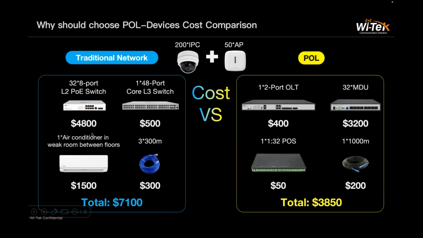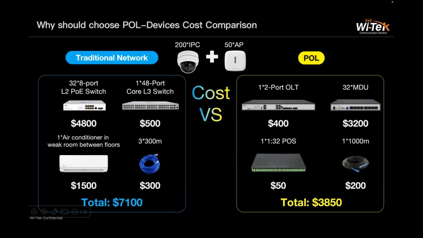And because this is an active device and it has a big power budget, you need at least one AC in your weak current room on each floor. And then you need to deploy maybe 1,000 meters of cable. So totally the retailer cost we calculate is around 7,000.